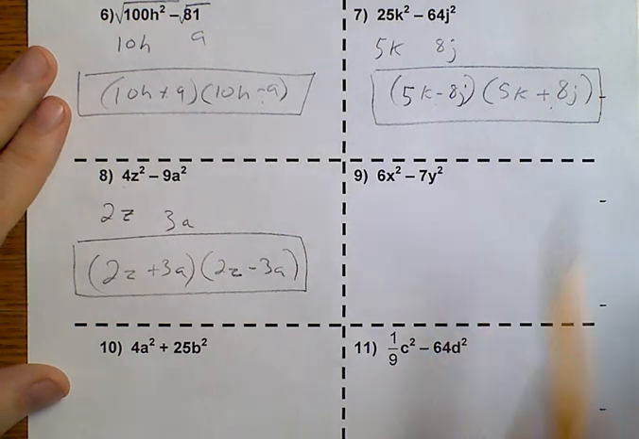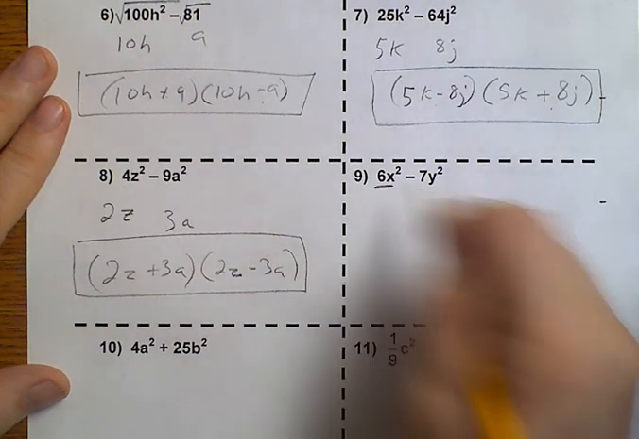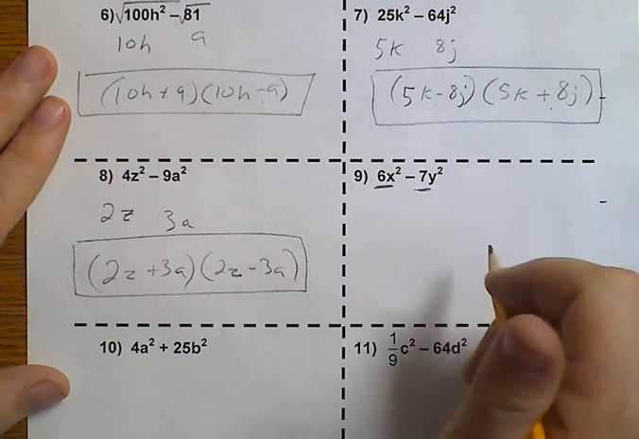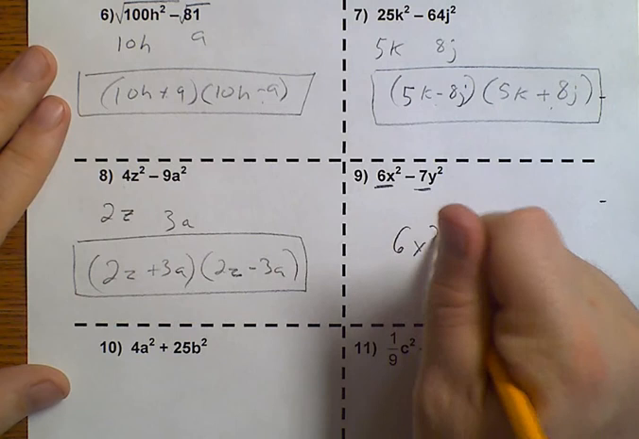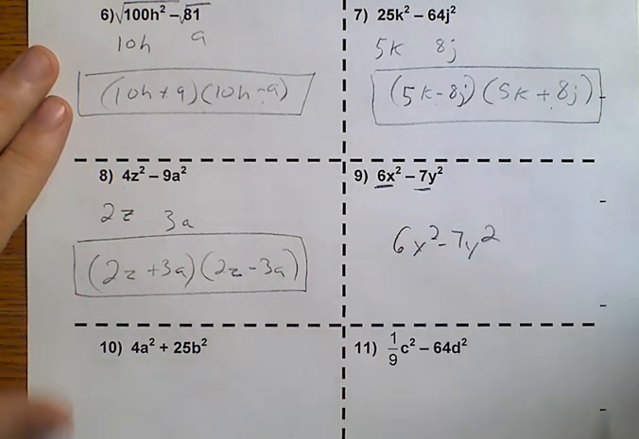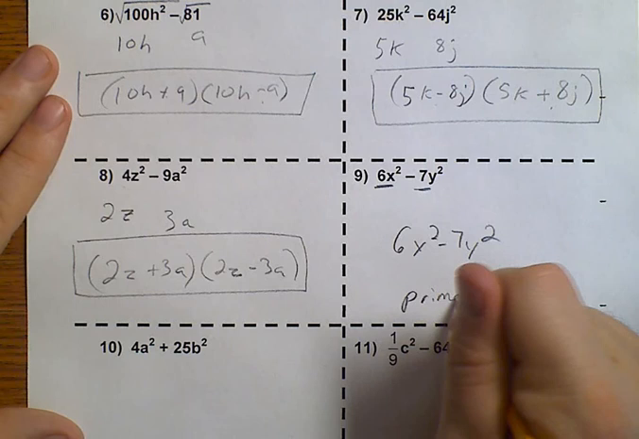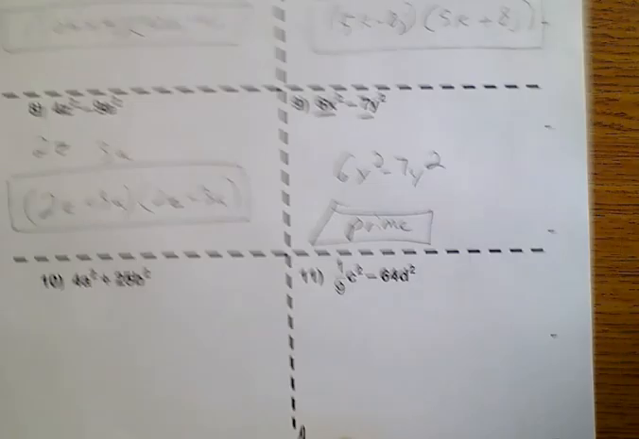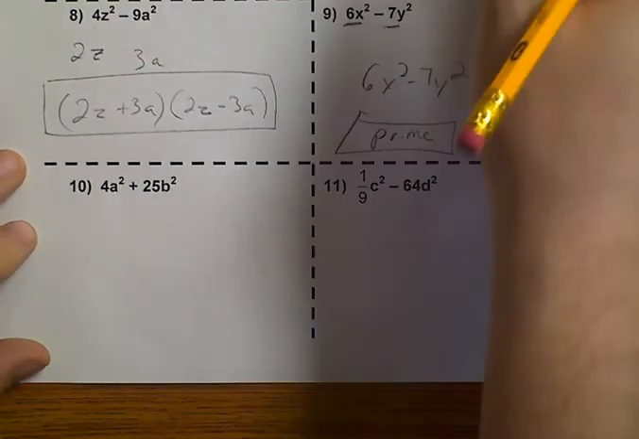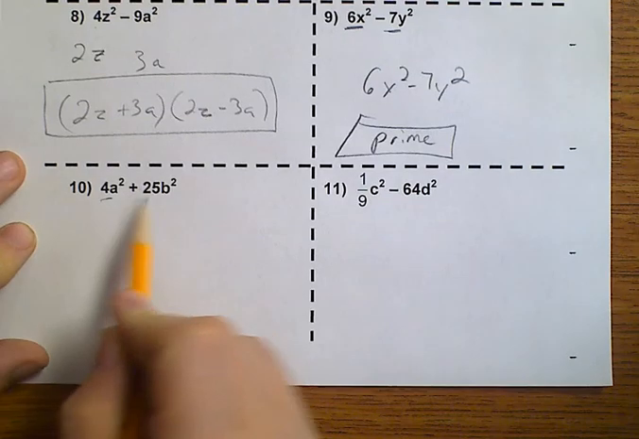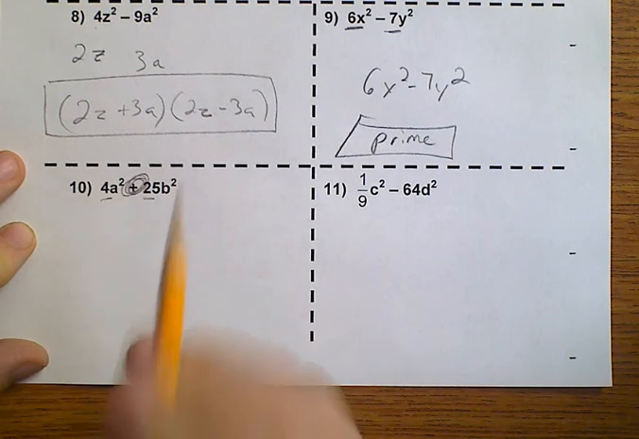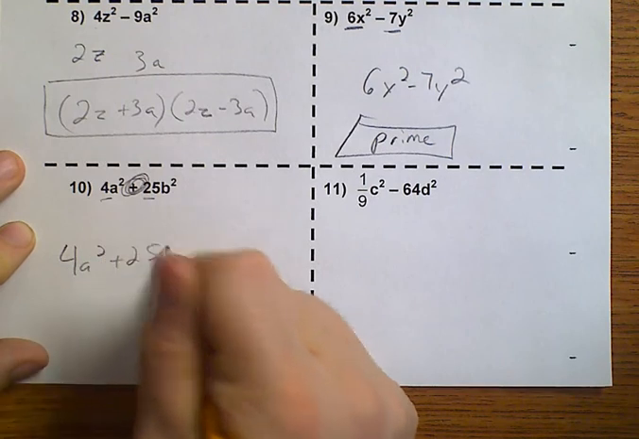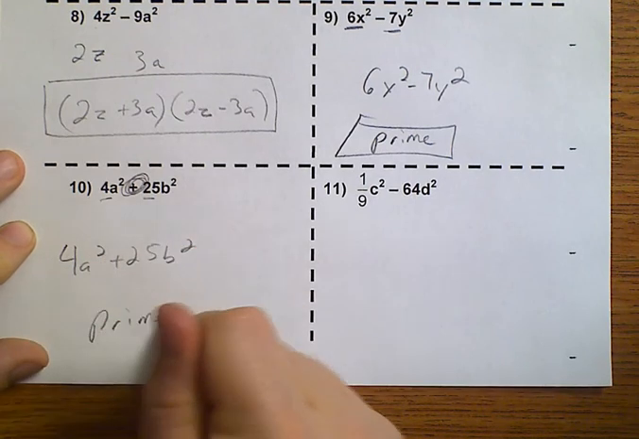On number 9, this is not a perfect square. Neither is that. And so that is as simple as we get, which we're going to label as prime. Looking down at number 10, this is a perfect square, and so is this, but that's a plus sign. Because it's a plus sign, we can't do it. So this one is also prime.